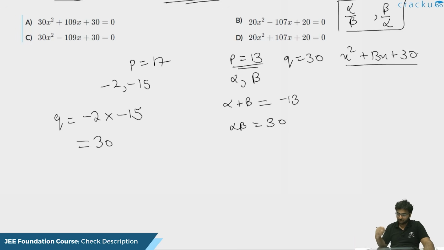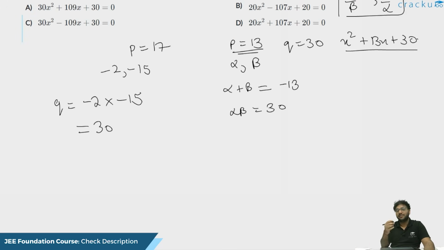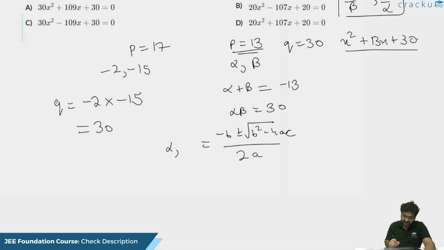Or we can apply the formula minus b plus minus under root b square minus 4ac by 2a. So from here also we will get alpha and beta. Whichever method you are comfortable with, you can solve it well.